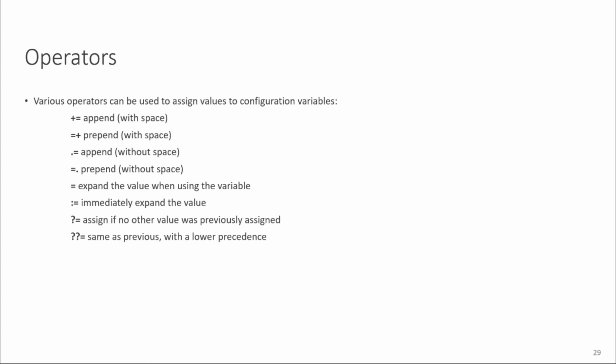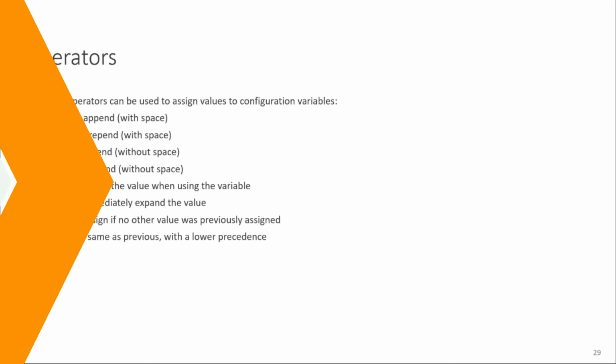In addition to different methods, various operators can also be used to assign values to configuration variables. For example, += is used for appending to a configuration variable, but with a space. =+ means pre-append a value with a space. This one, .=, is similar to the append keyword: it appends a value without a space, just like we saw with append. And =., like the prepend keyword, pre-appends the value without a space.